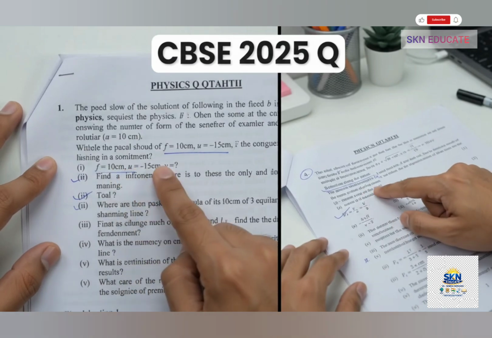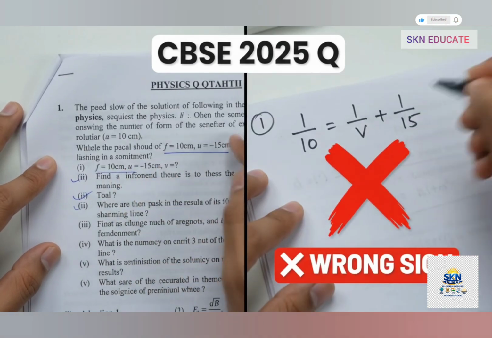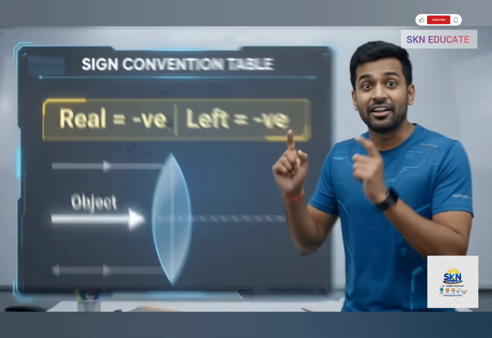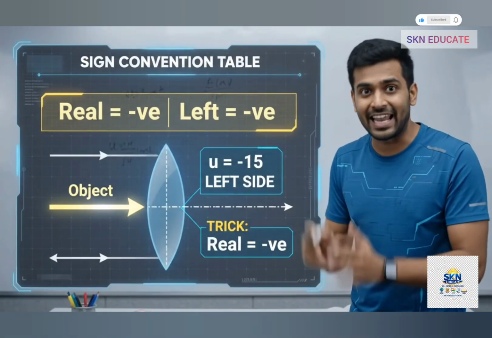Look at this question. F equal to 10 centimeter, find V. It came in CBSE 2025. Everyone makes this mistake. Wrong sign. Remember this trick. Real is negative, left is negative.